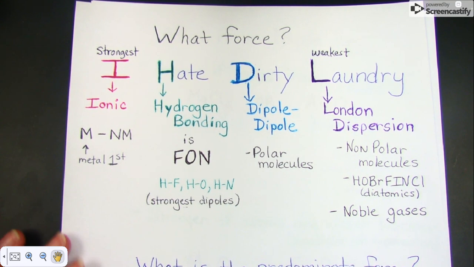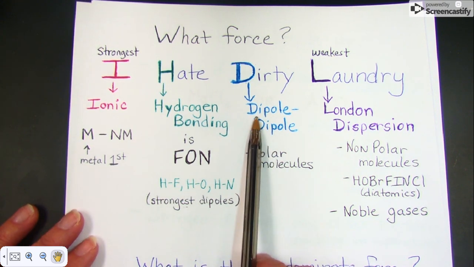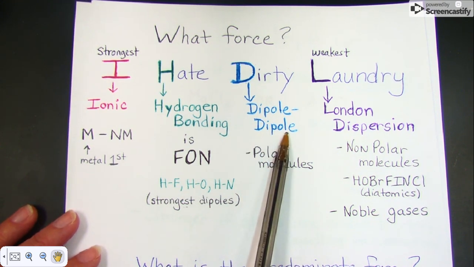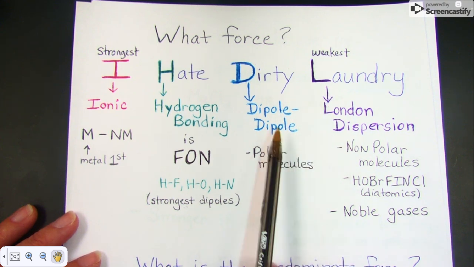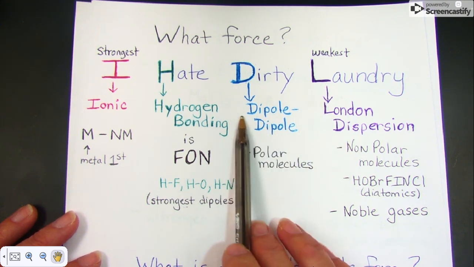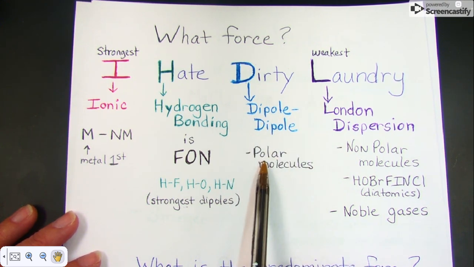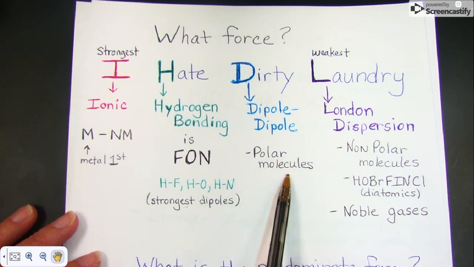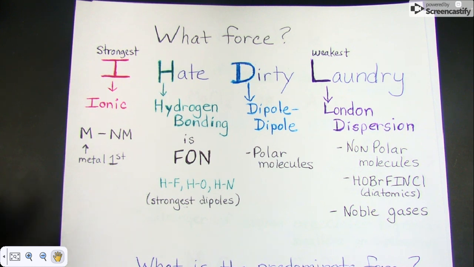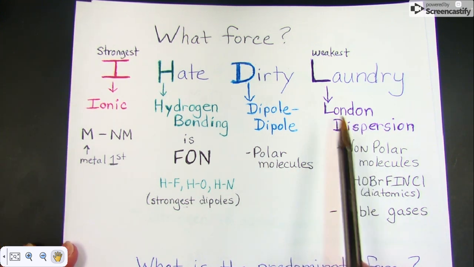Okay, moving on to the "I hate dirty." The dirty part is the dipole-dipole. Dipole-dipole can sometimes be challenging, but dipole means two poles. And what that means is we're going to end up with a polar molecule, or something that is not symmetric. It is pulling one way more than the other. We have something that's more electronegative overall. And most of the time, like I said, you're going to have to draw those out.